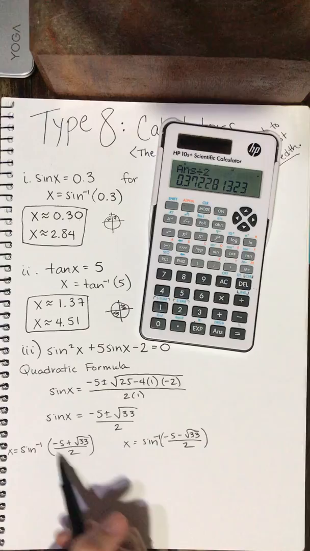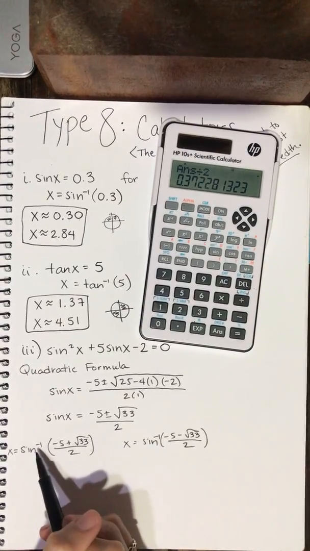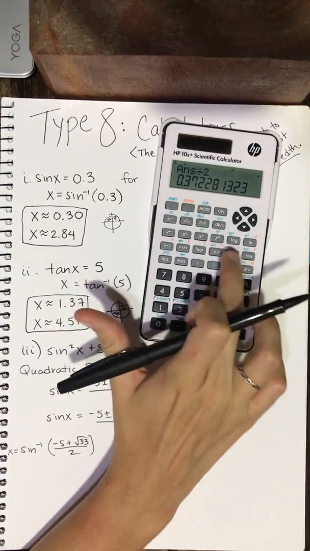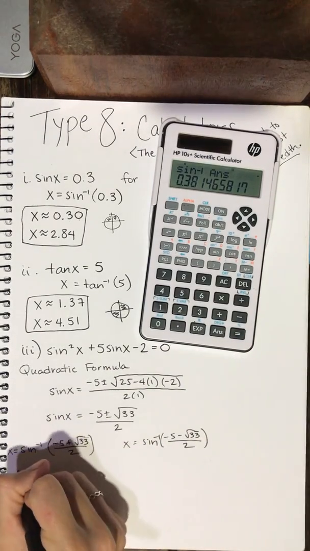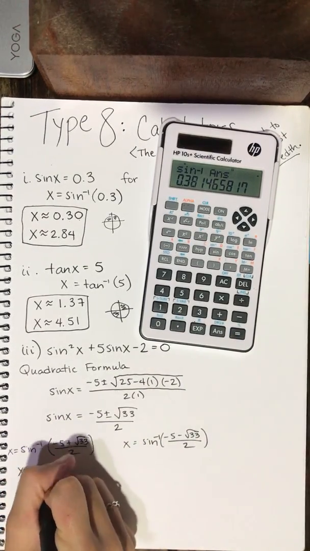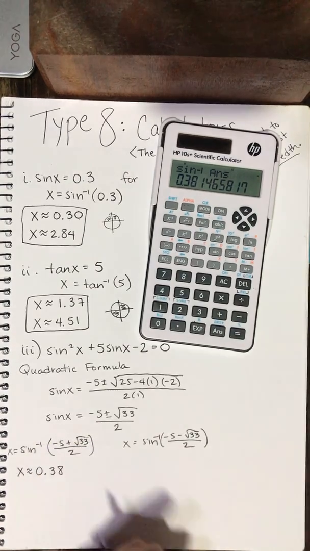I just did the divided by 2. I just did this one. So now I've got to do sine inverse. So shift sine inverse of the answer gives us 0.38. Okay.